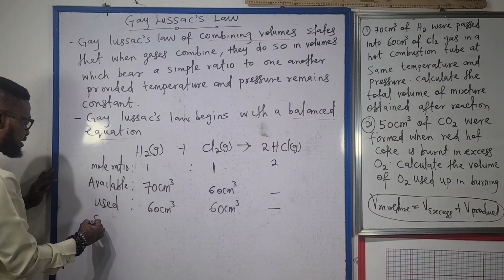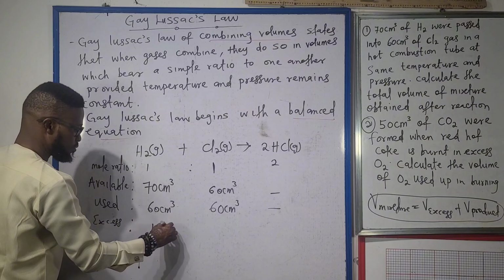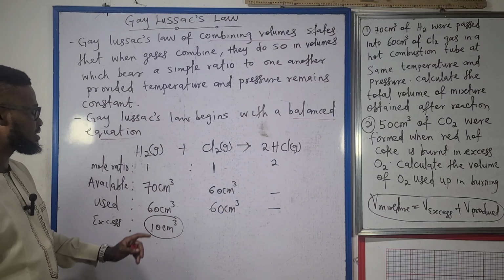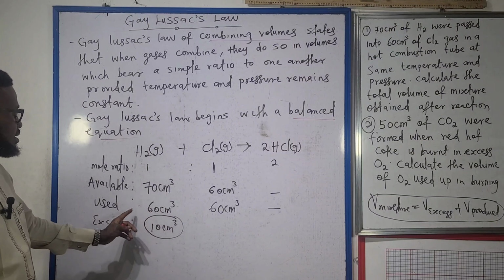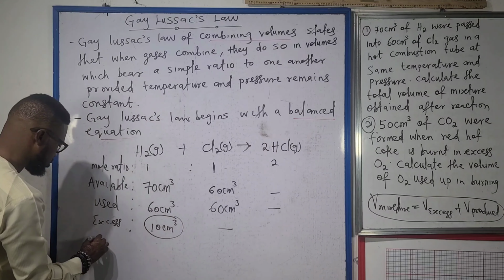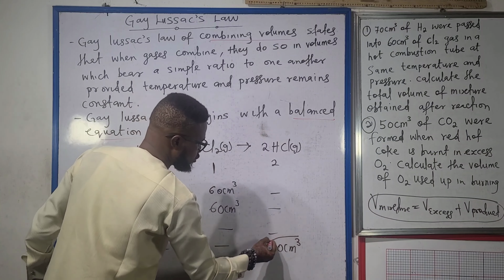What was in excess? Excess here is 10 cm cube of hydrogen, because what was used was 60 and what I have was 70. 70 minus 60 is 10. Nothing was in excess for chlorine. When I talk about the products, since this is 2 moles, then this is going to be 120 cm cube. That is the volume of the product.